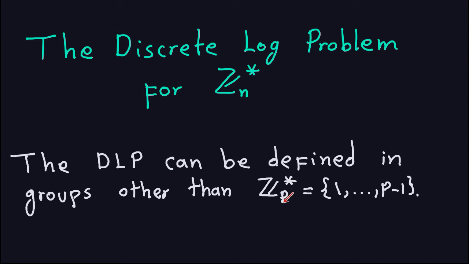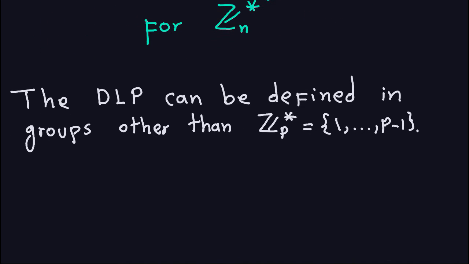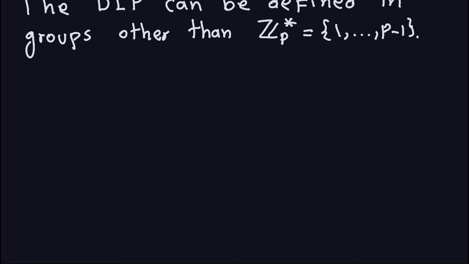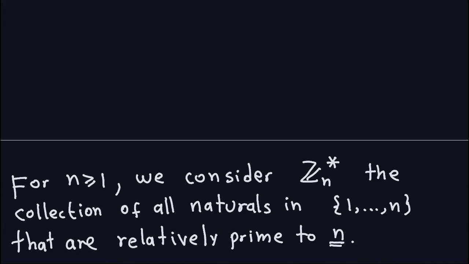Remember, when p is a prime, it's just the collection from 1 to p minus 1. But when n is not a prime, this definition is a little bit different. It's actually going to agree with this here for a prime number. And we're going to discuss the discrete logarithm problem in this group. Alright, first thing we have to do is define what that Zn star is.